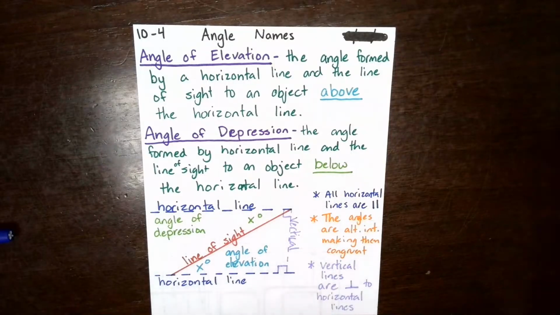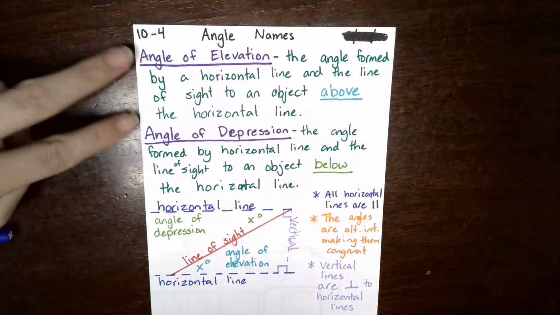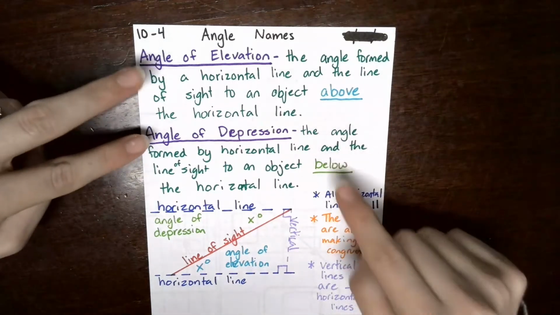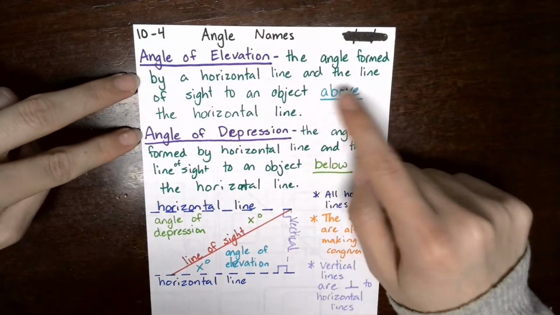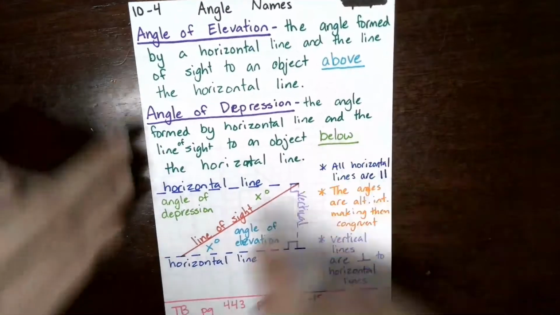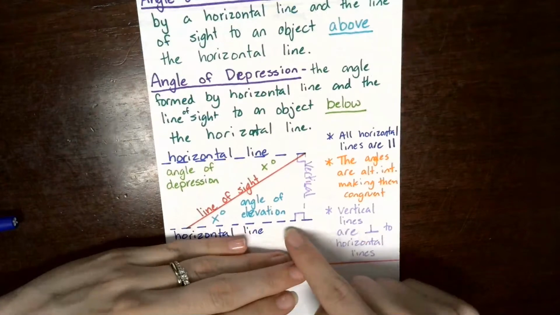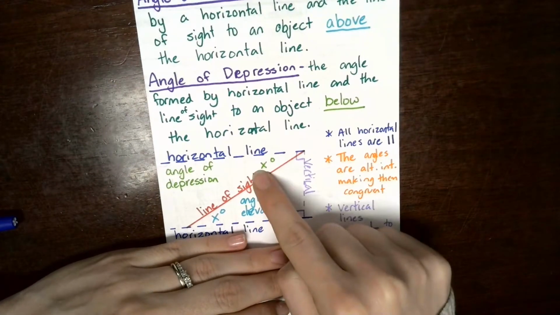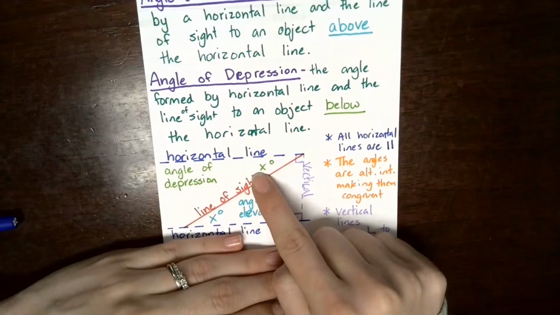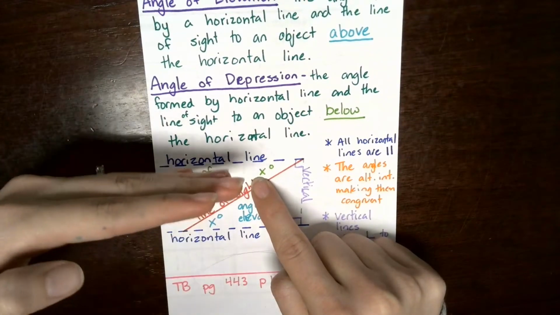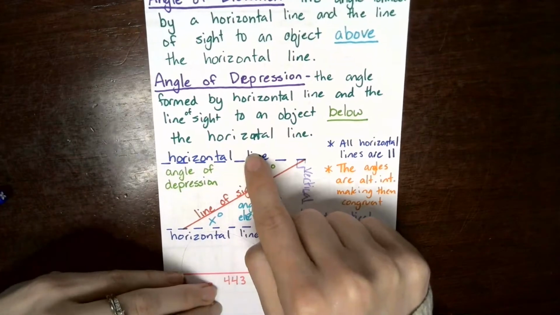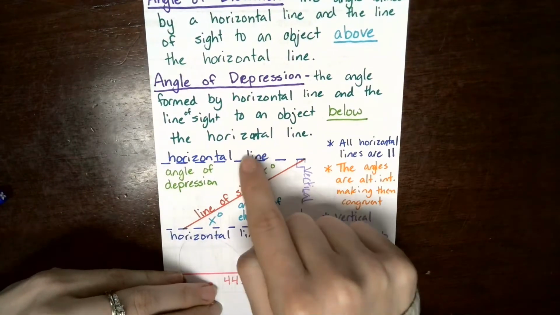Okay, so for 10-4, there's really nothing crazy happening here, other than that we're learning two vocabulary words, angle of elevation and angle of depression, okay? So angle of elevation is formed by a horizontal line and the line of sight of an object above the horizontal line. So this right here is the angle of elevation, and then the angle of depression is an angle formed by a horizontal line and an object below the horizontal line. So that's the angle of depression.